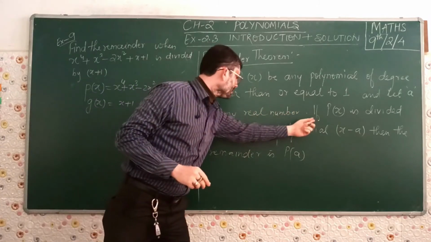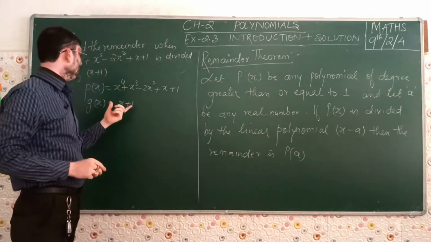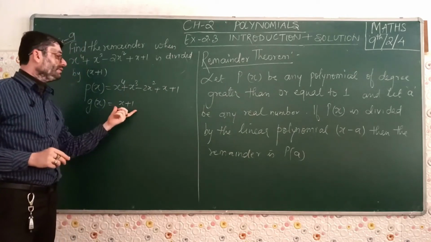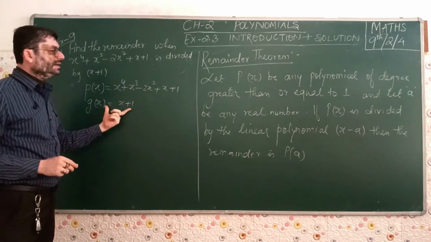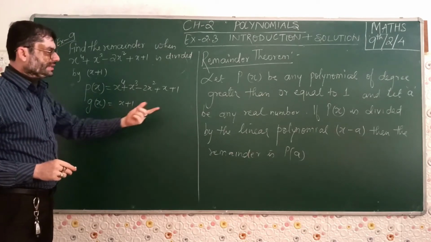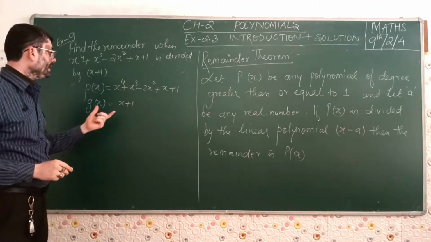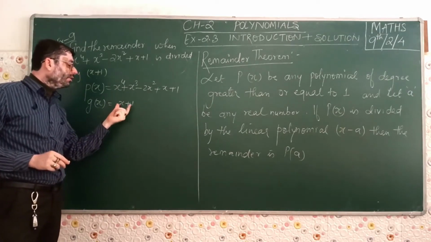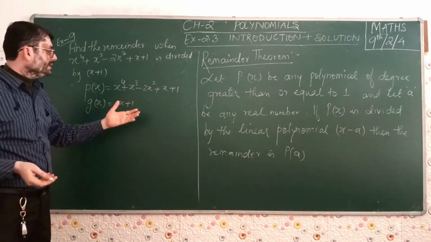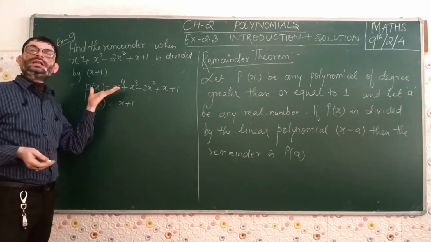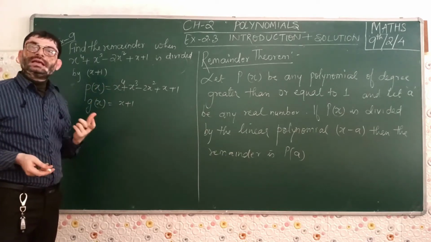If p of x is divided by the linear polynomial, that is, the divisor is of degree 1, if p of x is divided by the linear polynomial g of x, and that is given to us as x minus a, then the remainder is p of a. Here this is x minus a form. What is the value of a here? That we will have to find out. And that value, when substituted in p of x, will give me the remainder for the given polynomial.